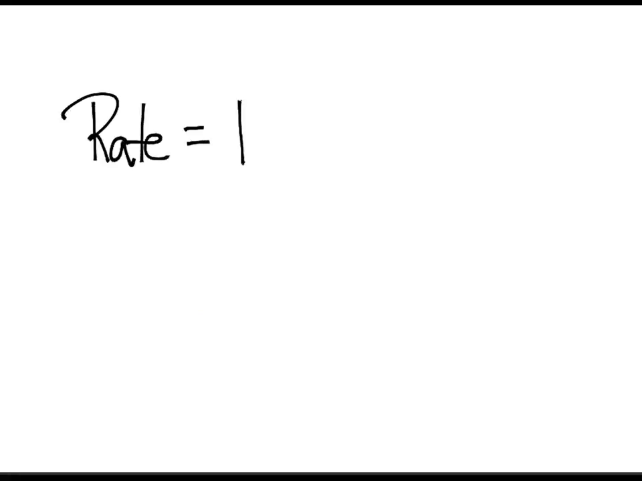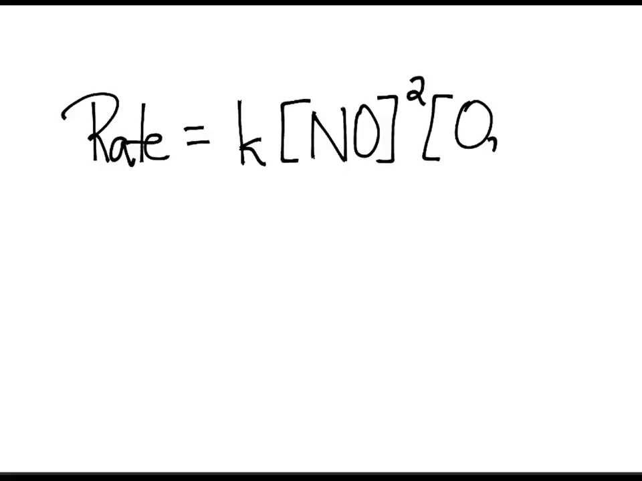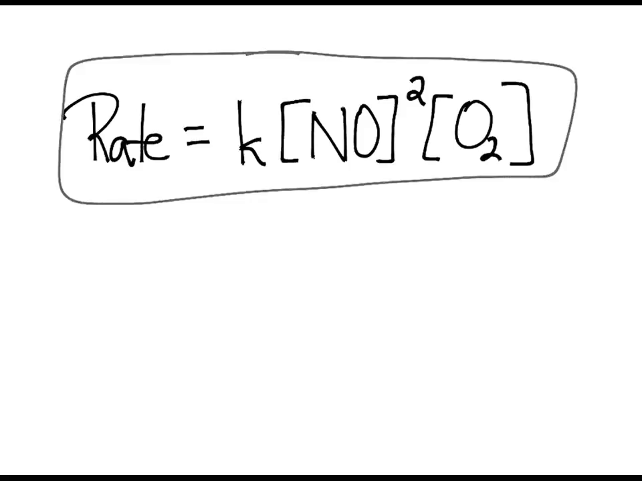So now we're going to write the rate law. It always has this form. Don't forget that you have to write rate equals. You need the lowercase k, and you need the concentration of whatever the first reactant is, NO, squared, because it's second order, and O2 to the first power. You can leave off the 1.